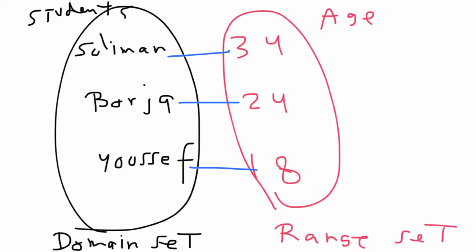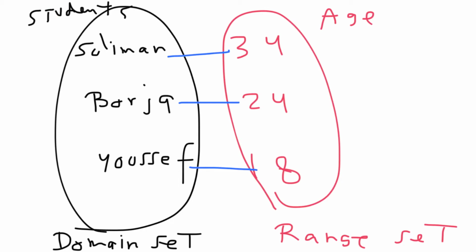So what is the relation now between them? The relation is that Sulaiman is 34 years old, Borja is 24 years old, Yusuf is 18 years old, and each one of them has only one age. Let us see another example of a relation between two sets.